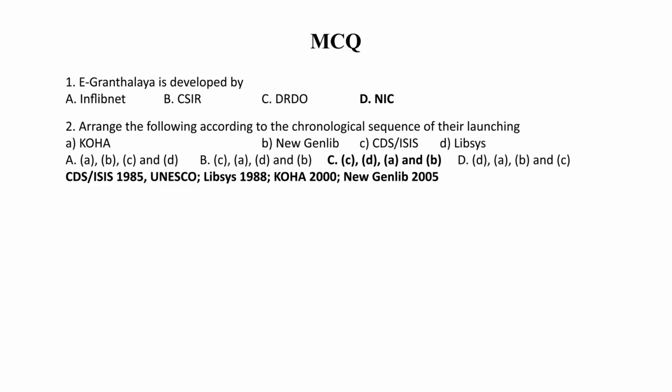The second question is: arrange the following according to their year of origin. These softwares are Koha, NewGenLib, CDSIS, and LIBSYS. Looking at the screen, you know CDSIS was the first software, developed by UNESCO. Then came LIBSYS, then Koha, then NewGenLib. The year of establishment of CDSIS is 1985, LIBSYS is 1988, Koha is 2000, and NewGenLib is 2005.